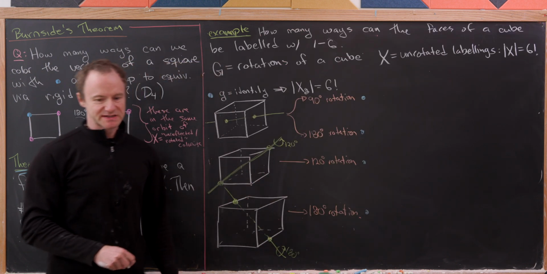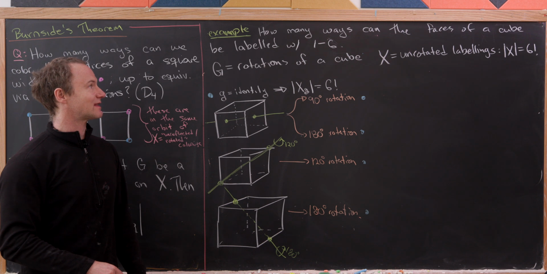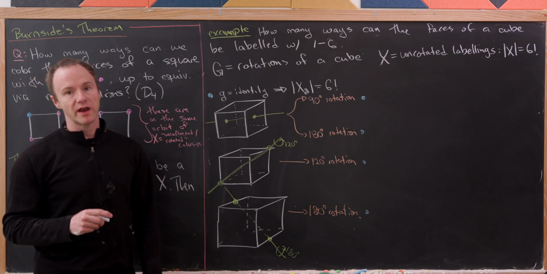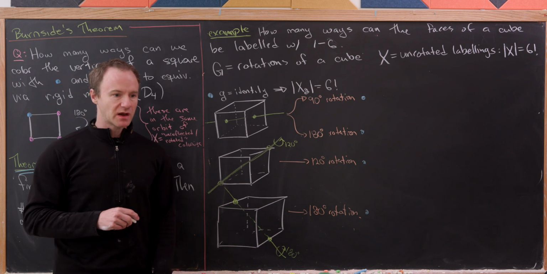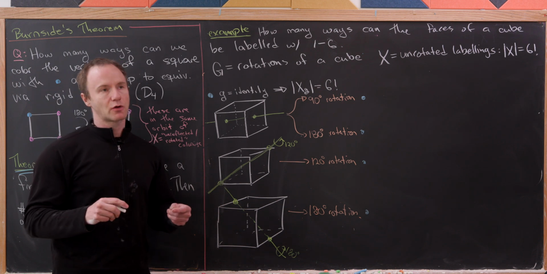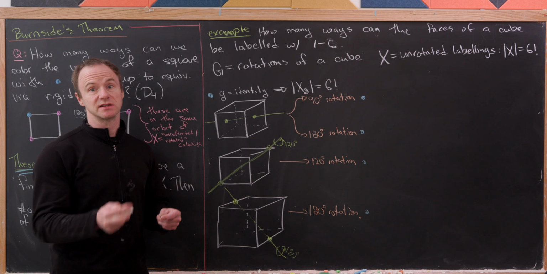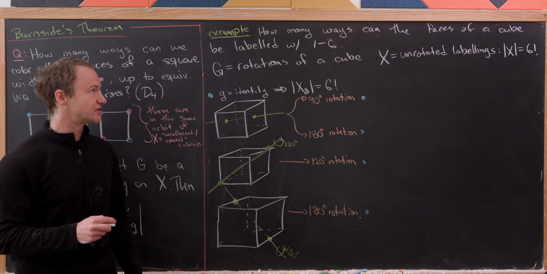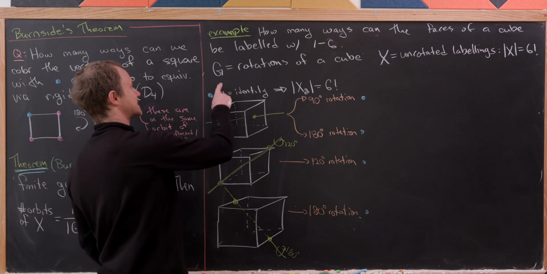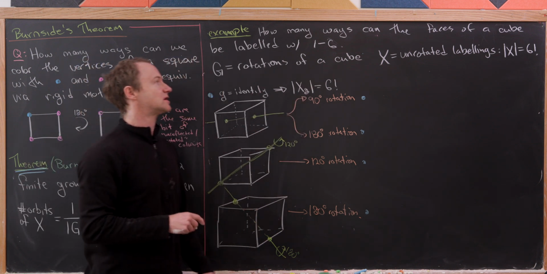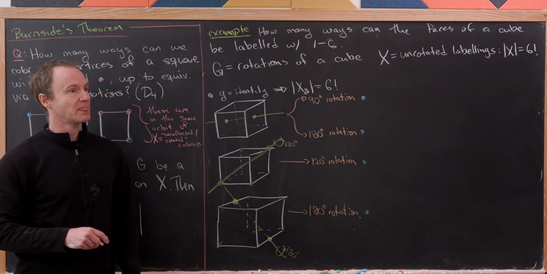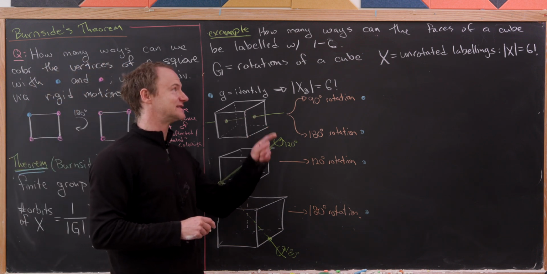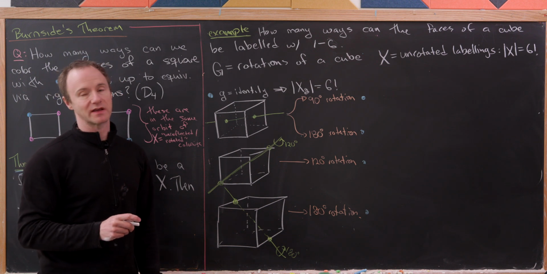So for our next example, let's say we've got a cube and we want to label the faces of the cube with the numbers 1 through 6. But then we want those labelings to be inequivalent modulo, maybe tossing the cube like you would toss a die. So modulo any sort of rotation. So that means in this case, our group is the rotation symmetry group of a cube. And we'll talk through all the types of elements of that. And then our set X is the set of all unrotated labelings.